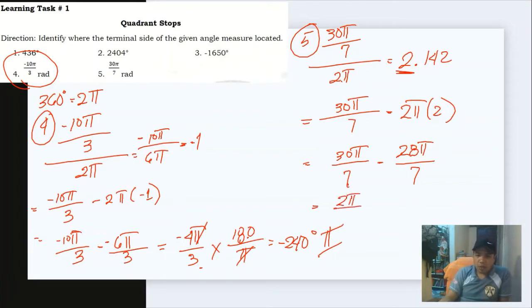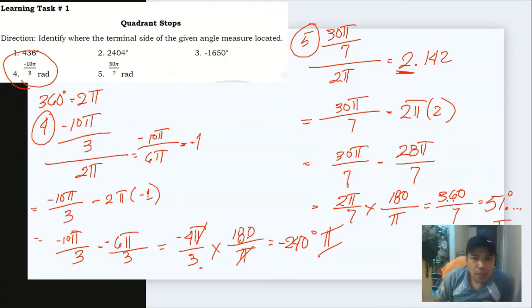2 pi over 7. Convert to degrees: 180 over pi. And 360 divided by 7 is about 51 point something degrees. So that is in the first quadrant.